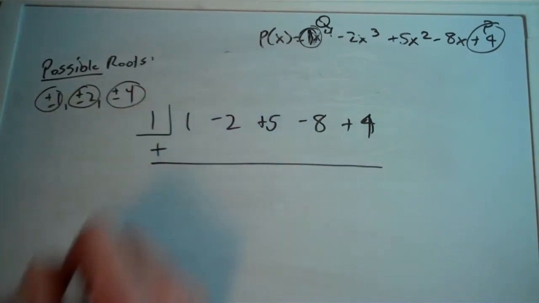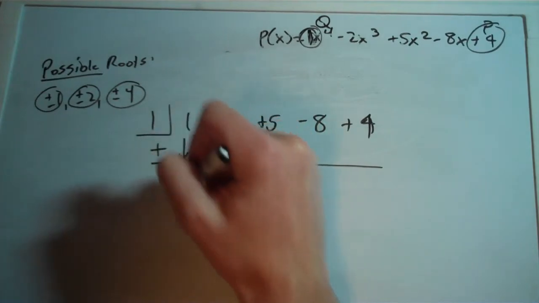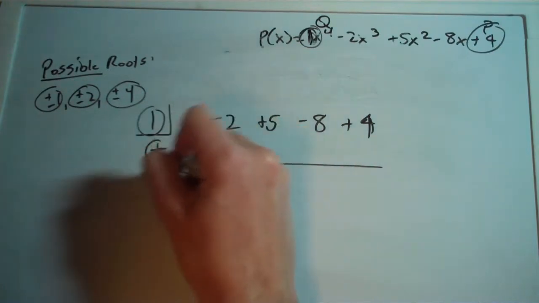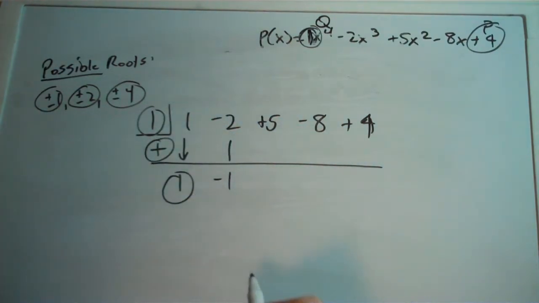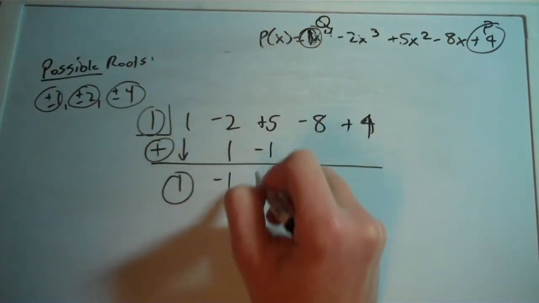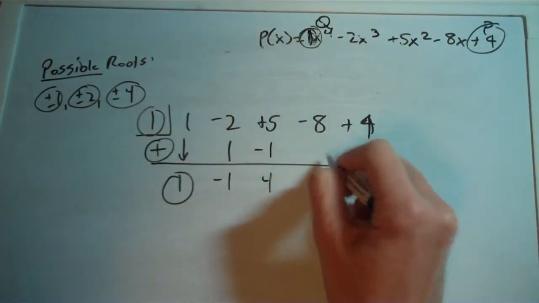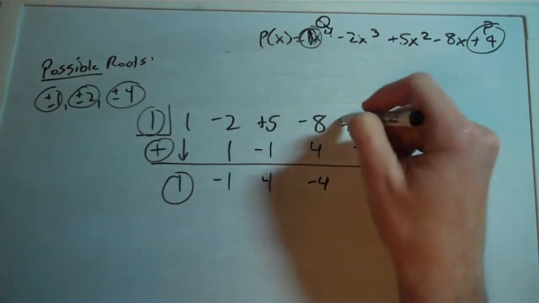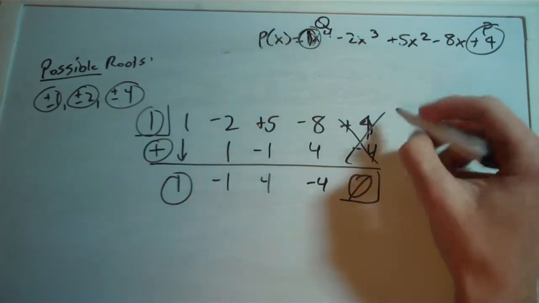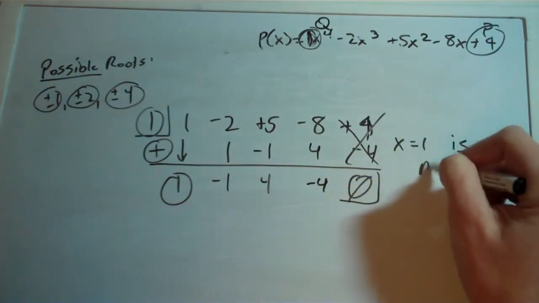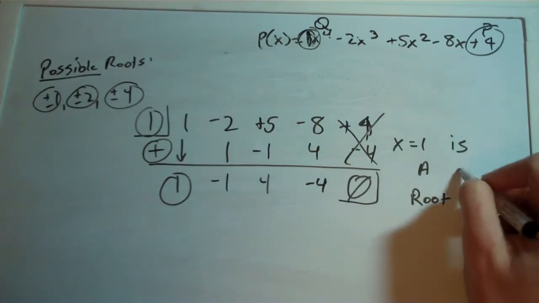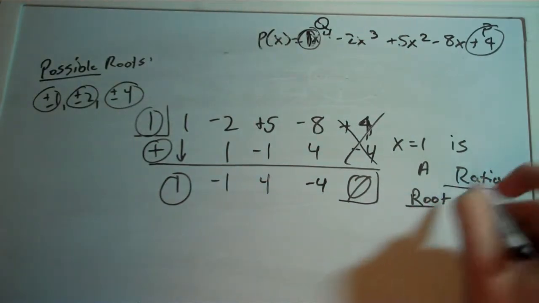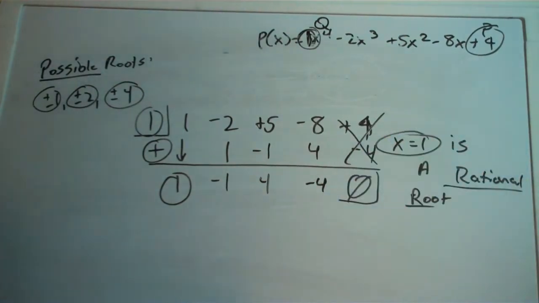So let's start with 1. We're going to bring down this 1. 1 multiplied by 1 is 1. Negative 2 plus 1 is negative 1. And then we're going to get negative 1 up here, and we keep repeating this process until we get here. Positive 4 minus 4 cancels out, so there's no remainder, which means that x equals 1 is a root. It's actually a rational root, because this root is not imaginary, it's not complex, so x equals 1.